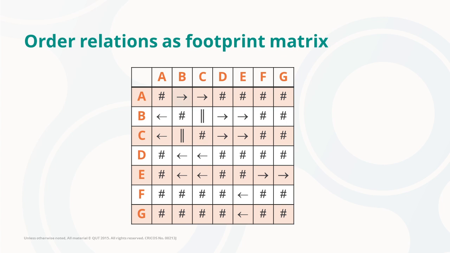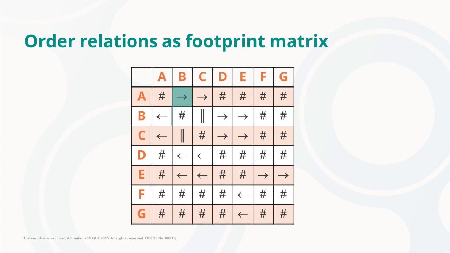If you look, for instance, at the cell in row A, column B, you will see that there is an arrow pointing rightwards. This says that there is a causal relationship from A being followed by B. In this way, we can enter all those relationships that we have found into this matrix. The nice thing is that we can inspect now this matrix to identify patterns.